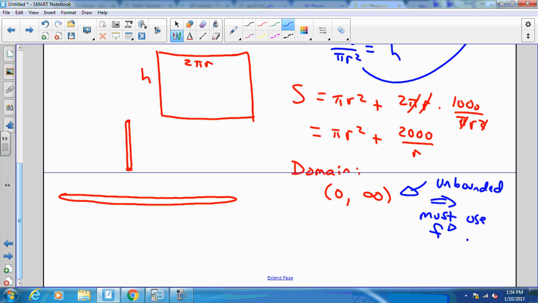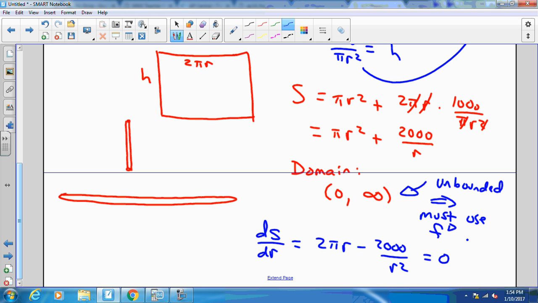So I'm going to do that by evaluating the critical points here, and I'm hoping that there's only one of them. So let's do that. Walk through. What is dS/dr? 2 pi r minus 2,000 pi to the negative 3. Very good. That's exactly right. He's thinking of 2,000 over r as 2,000 r to the minus 1 power.